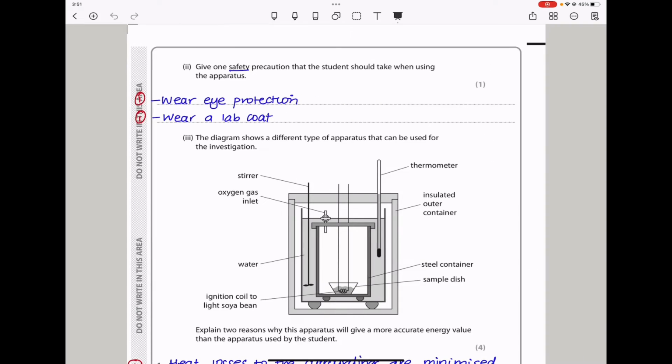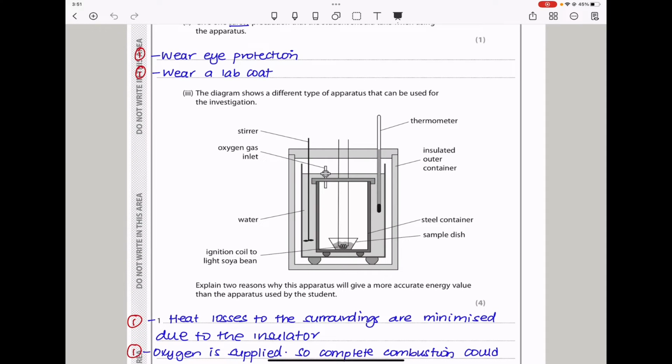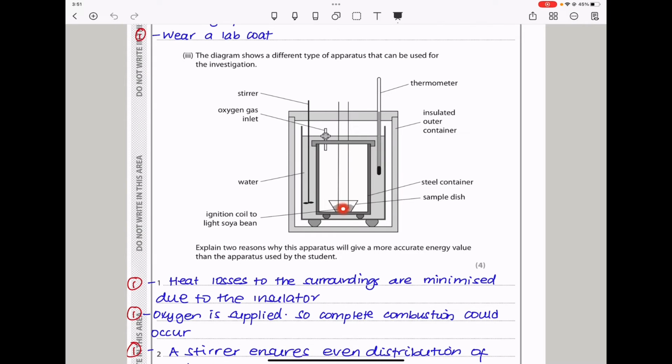Moving on. Here they say, give one safety precaution that the student should take when using the apparatus. In this case, they have to make sure their eyes are protected, and then they have to wear a lab coat. Then down here they say the diagram shows a different type of apparatus that can be used for the investigation. The sample is going to be here. There is a steel container. The thermometer is here. This is the water. And then there is going to be an ignition coil that is going to light the soybean.